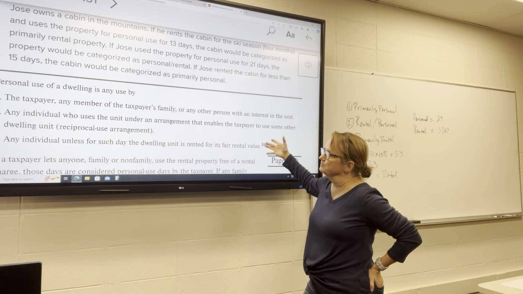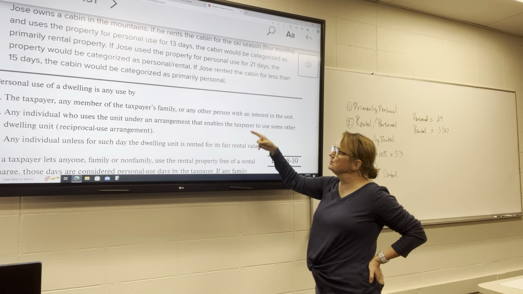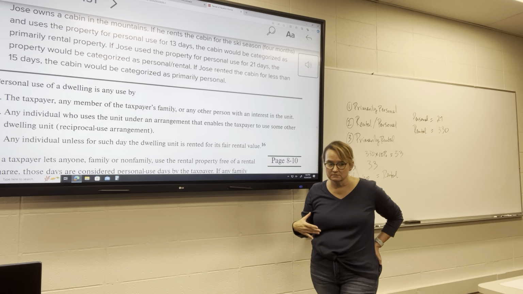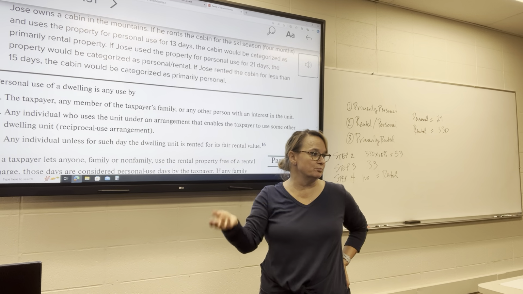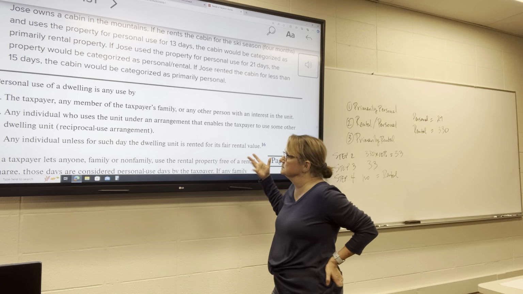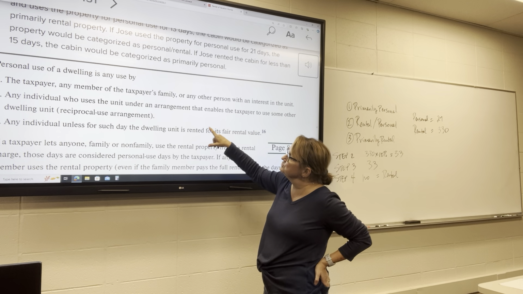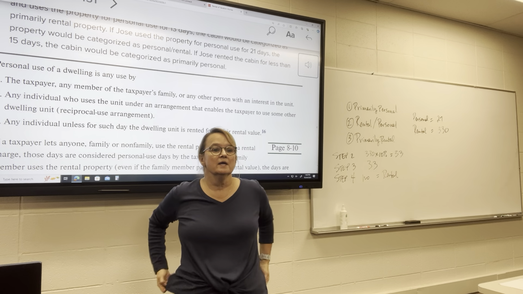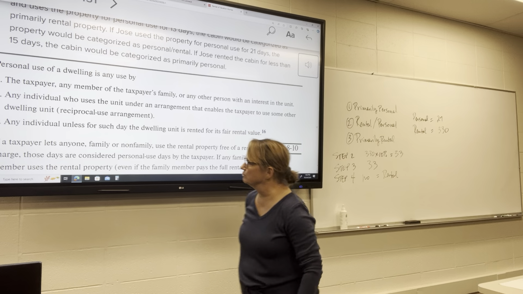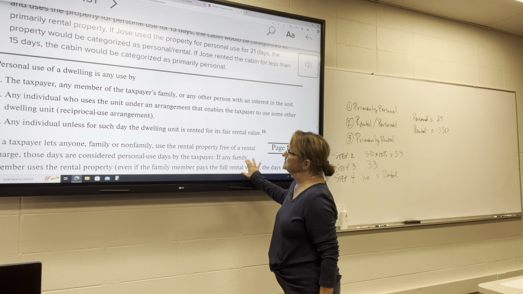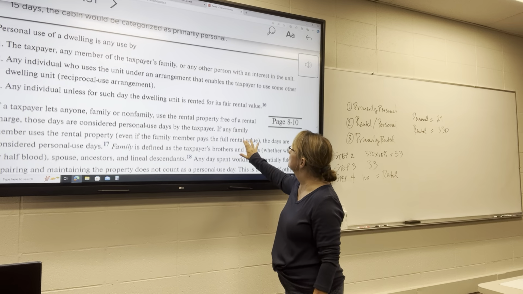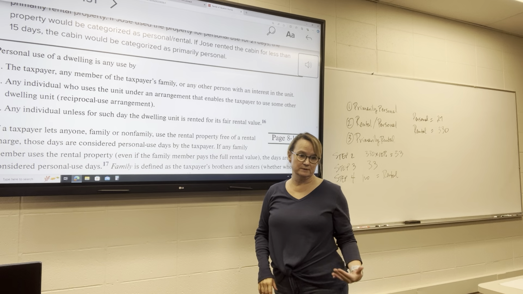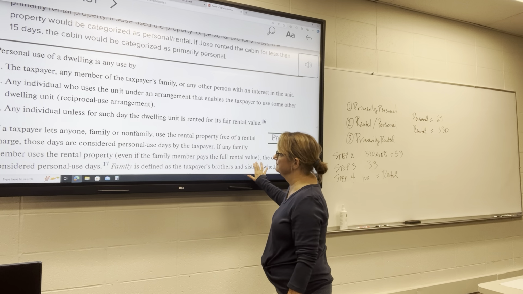So what is considered personal use of a dwelling? The taxpayer, any member of the taxpayer's family, or any person with an interest in the unit uses it. So even if it's not you, if it's your brother or your mother, then it's considered a personal use day. Also any individual who uses the unit under an arrangement that enables the taxpayer to use some other dwelling unit. So if you're exchanging properties, any individual, unless for such day the dwelling unit is rented for its fair rental value. So if you're renting it out for something less than its fair value, that would be considered a personal use day.